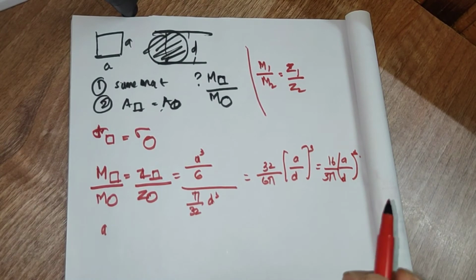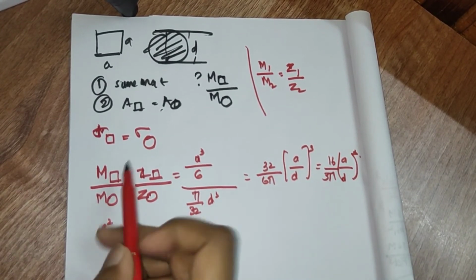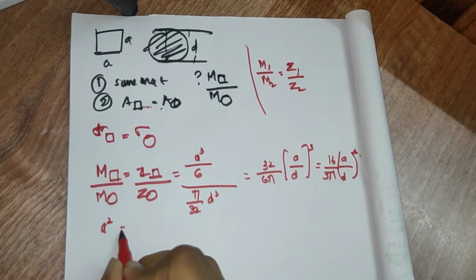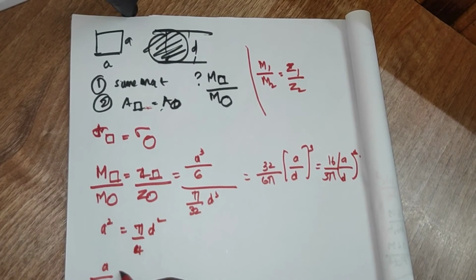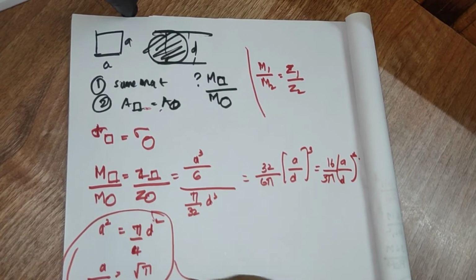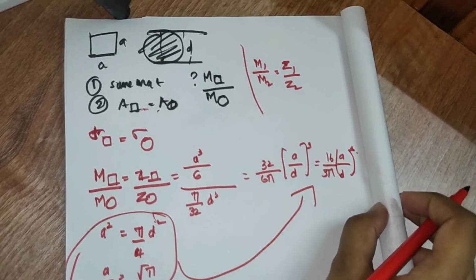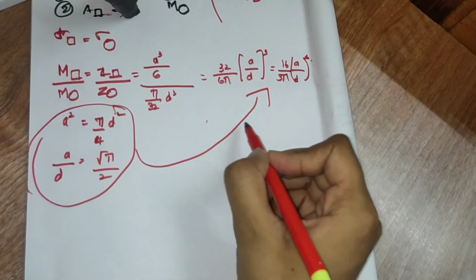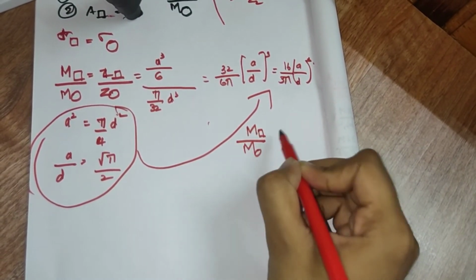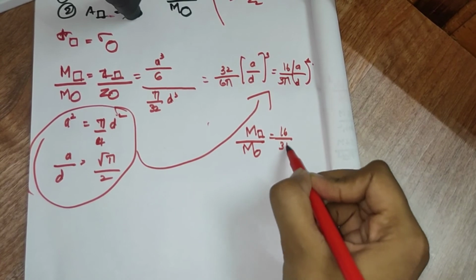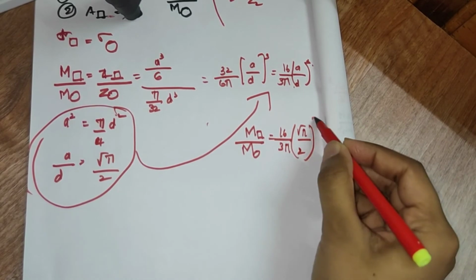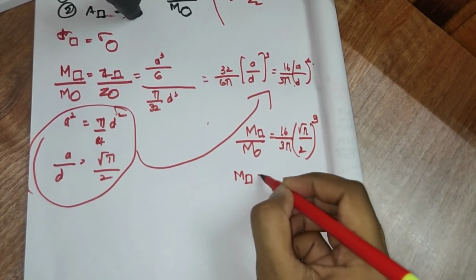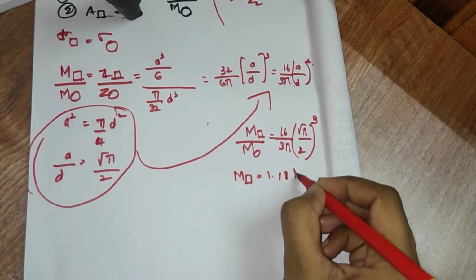We already know that a square, that is area of this square, equals area of the circle, that is pi by 4 d square. What I will get is a by d equal to root pi divided by 2. This I am going to substitute here, and what I'll get is M rectangle divided by M circle equal to 16 by 3 pi into root pi divided by 2 the whole cube. After solving, M rectangle equals 1.18 times M circle.